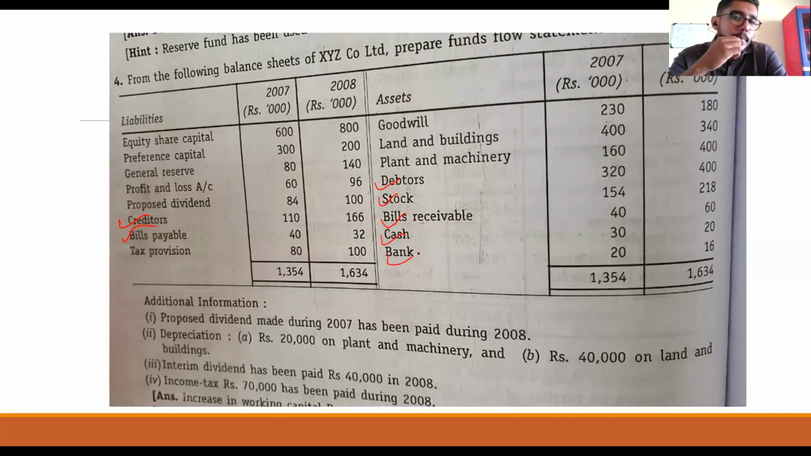From this, we will be preparing the statement of changes in working capital. How many columns? Five columns. First of all, you have to mention all the current assets, total that, mention all the current liabilities, total that, and find out the working capital for two years. Working capital equals current assets minus current liabilities. So you will be getting working capital of two years.